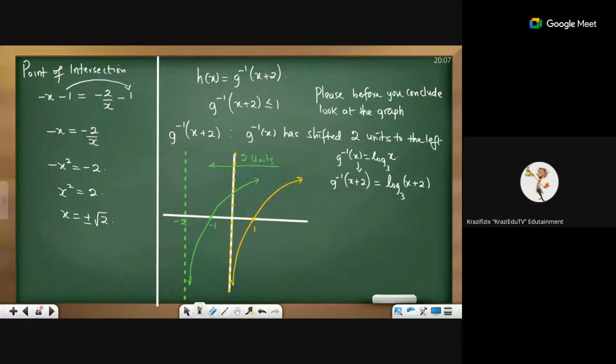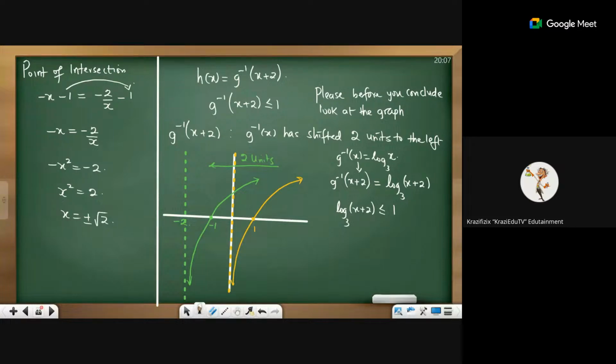That's fine. But they said less than or equal to 1. So check this. And I'm going to tell you something very, very crucial. We should focus on this one.